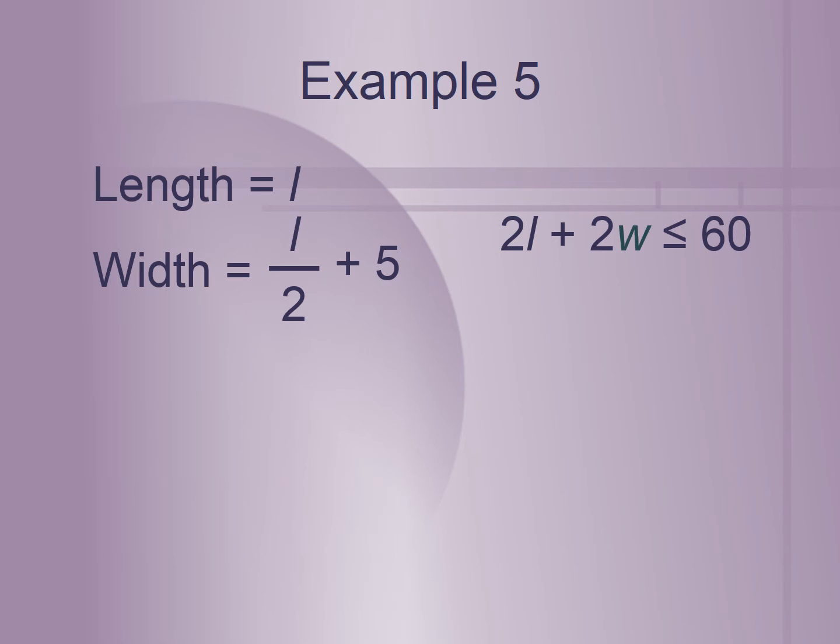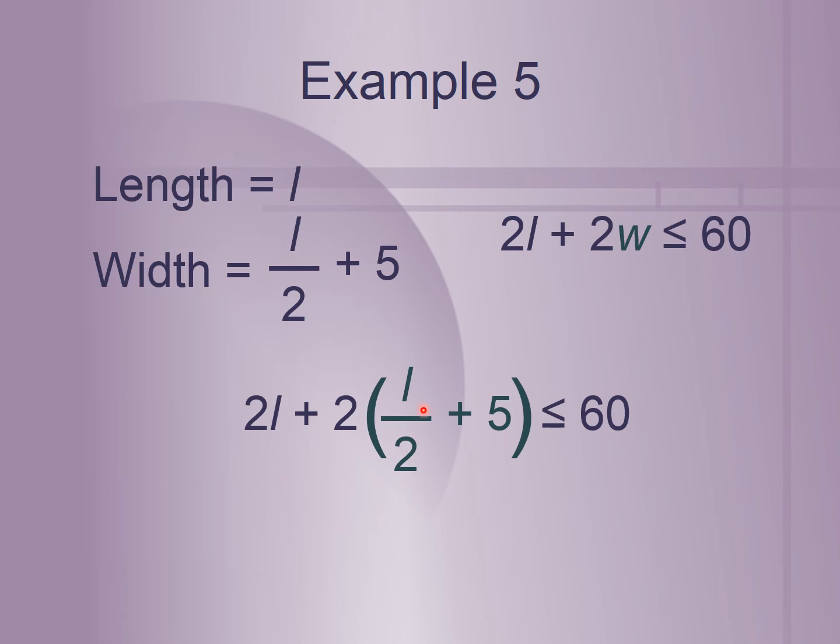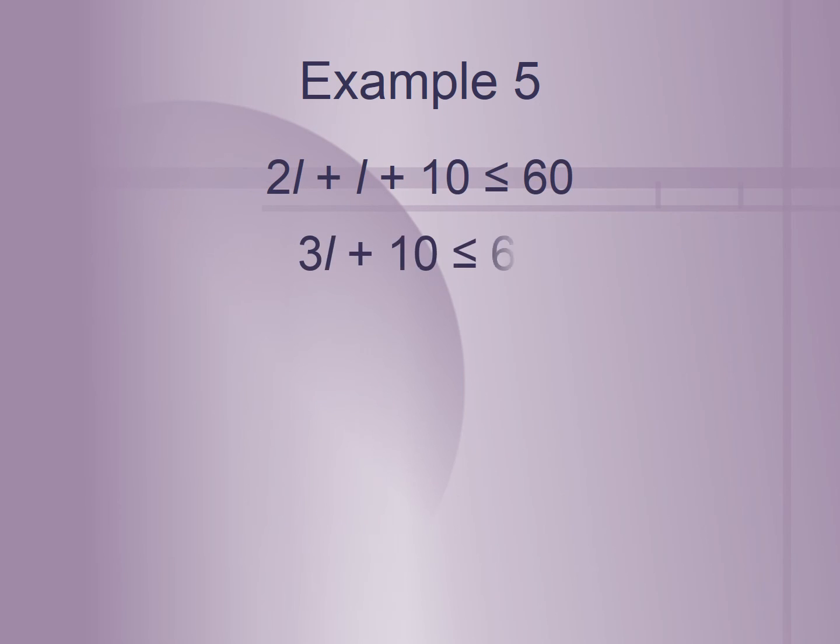Well, we just said that W is the same as saying L divided by 2 plus 5. So instead of saying W, I'm going to say L over 2 plus 5. So I substituted L over 2 plus 5 for W. So now I'm going to go ahead and distribute the 2. So 2 times L over 2 is L, and then 2 times 5 is 10. Then I'll combine like terms. 2L plus L is 3L. I'll subtract 10 from both sides, and then I'll divide both sides by 3, which tells me my length has to be less than or equal to 16 2/3 feet.